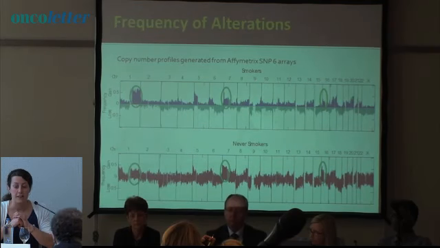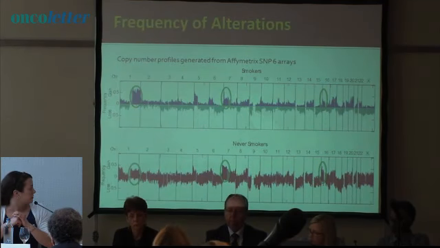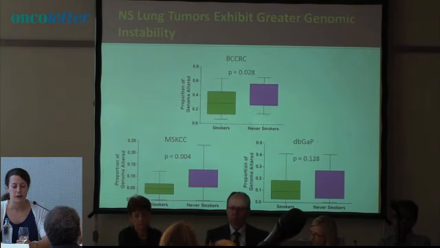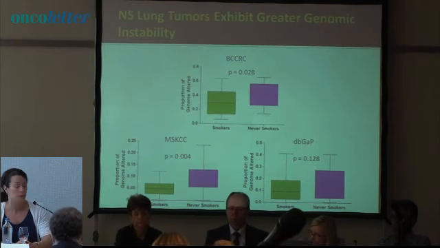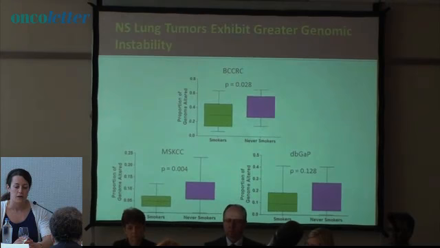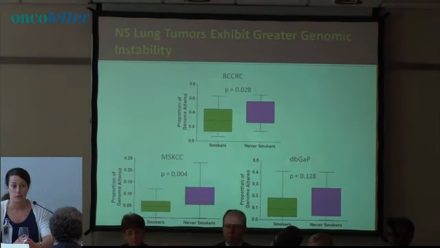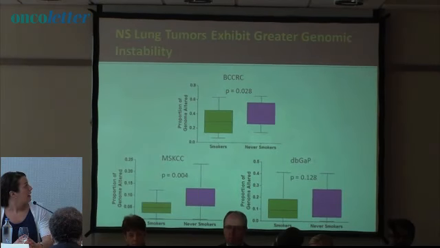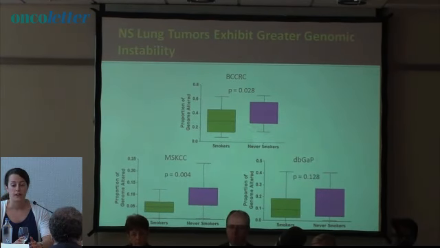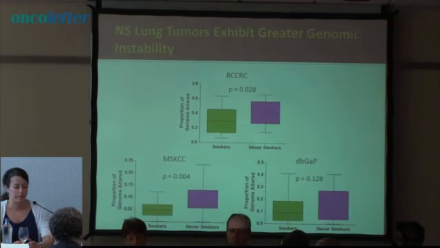We also noticed that in the never smoker group, the frequency of alterations seemed to be greater throughout the genome than in the smokers. So next, please. Oh, one more. Thank you. To look at this in a quantitative manner, we calculated the fraction of the genome encompassed by DNA copy number alterations for each tumor in our data set, and we compared it between never smokers and smokers. What we saw was that the never smokers have a greater proportion of their genomes altered. We think this is evidence that these tumors have a greater extent of genomic instability.